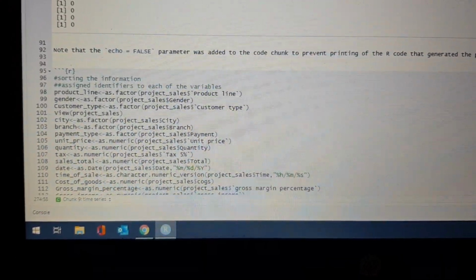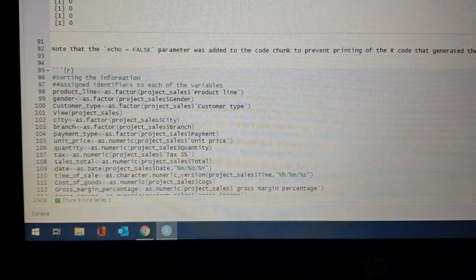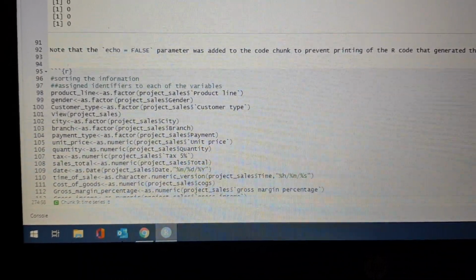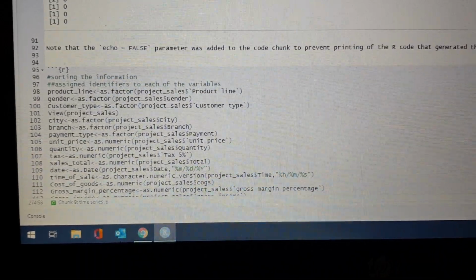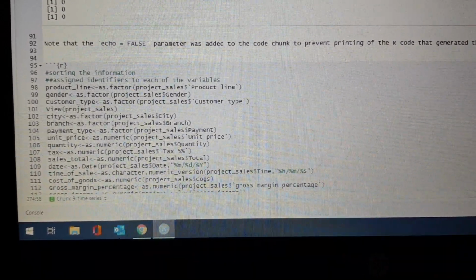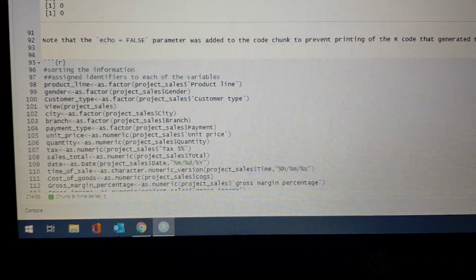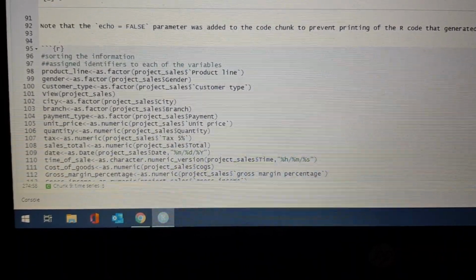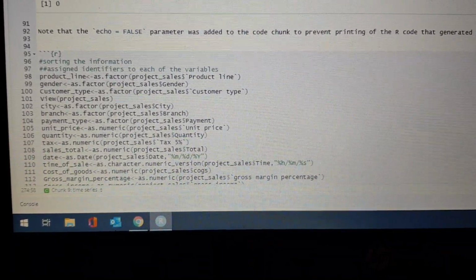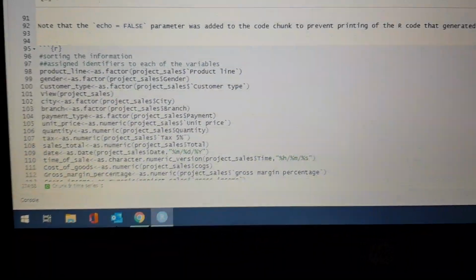to looking at trying to find patterns within the data. So I assigned identifiers to each of the variables: product line as factor, gender as factor, customer type as factor, city as factor, branch as factor, payment type as factor, unit price as numeric, quantity as numeric, tax as numeric, sales total as numeric, date as date.